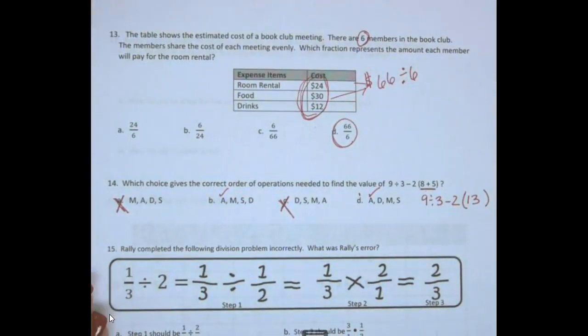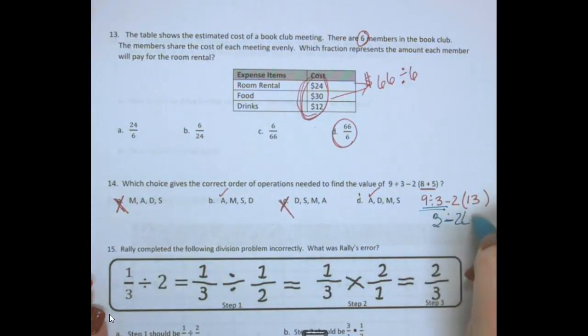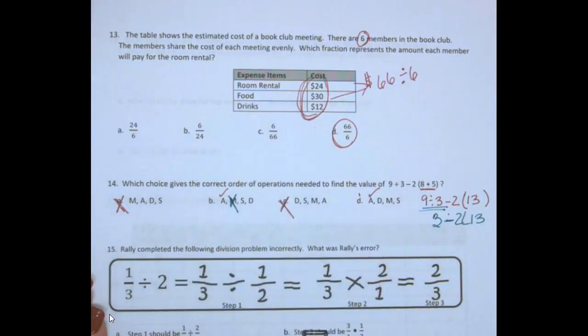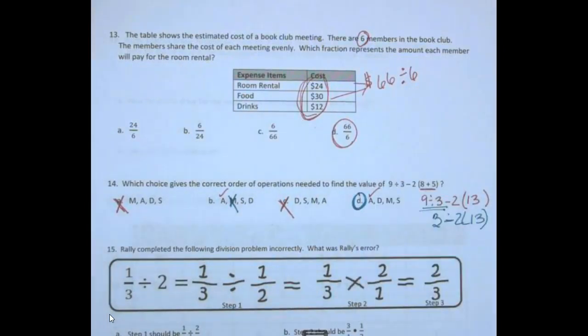So now what are we going to do? Divide. 9 divided by 3 is 18. 3 minus 2 times 13. So we're dividing next. This has multiplying. So that leaves me with what? D. Leaves me with D.